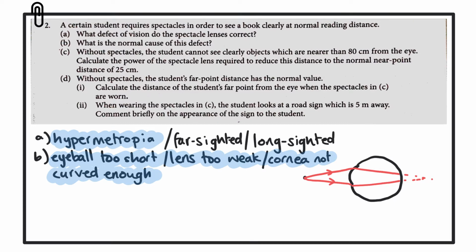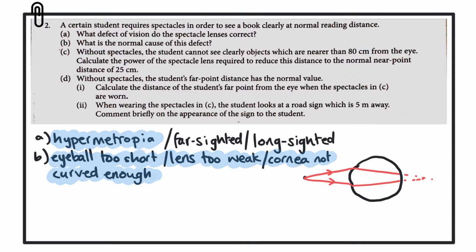Part C. Without spectacles, the student cannot see clearly objects that are nearer than 80 centimeters from the eye. Calculate the power of the spectacle lens required to reduce this distance to the normal near point of a distance of 25 centimeters.